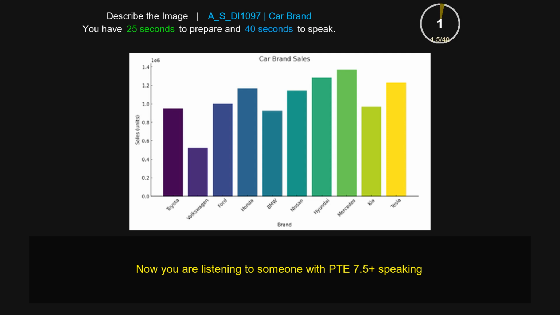The following bar chart gives information about car brand sales, and it shows the relation between brand and sales. According to the graph, the highest value was for Mercedes and it was about 1.5, followed by Hyundai and it was about 1.3, whereas the lowest value was for Volkswagen and it was about 0.5. There are a lot of different colors such as yellow, orange, green, black, and white. In conclusion, the graph was very informative.